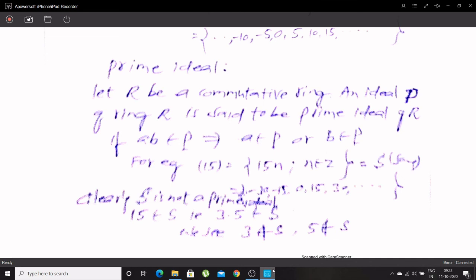Let me take one element. Let me take 15. 15 is a member of S, and 15 can be written as 3 into 5. Neither 5 belongs to S nor 3 belongs to S. That means both are not members of S, but their product belongs to S. This example shows that it is not a prime ideal. But to say prime ideal, what is important? Out of two elements, one must be a member of that set. Thank you.